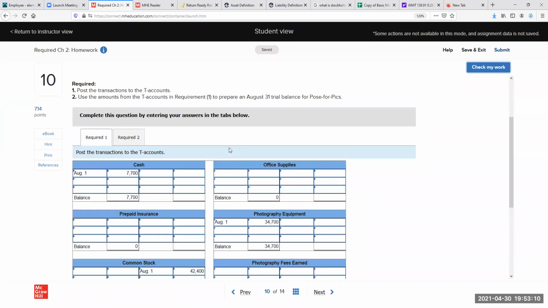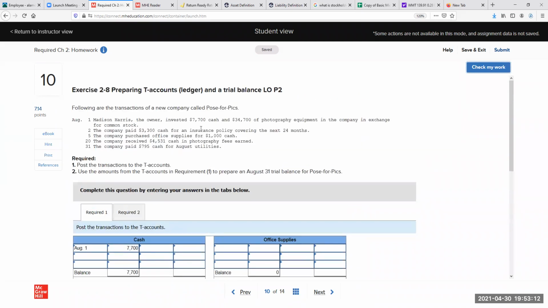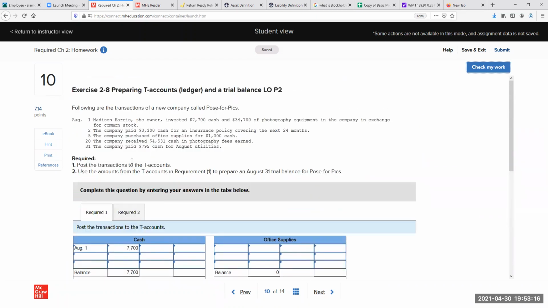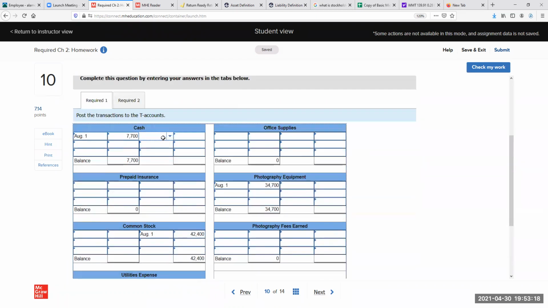you're going to create, okay, so right here, the company paid 3,300 cash for an insurance policy. On what day? August the 2nd. $3,300 is going out on August the 2nd, for what? A prepaid insurance policy. Okay, August the 2nd.